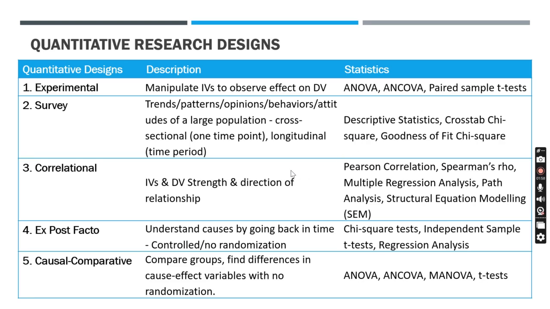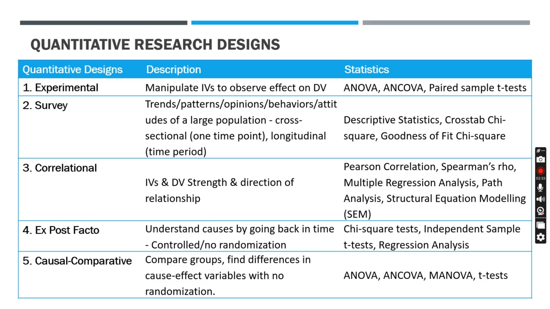The second is survey design. When we talk about survey design, we want to understand a large population in a better way. We want to understand the trends, the patterns, the opinions, the behaviors, and the attitudes of that population. We use it in two different ways. Either we study the population at one point in time, which we call cross-sectional.